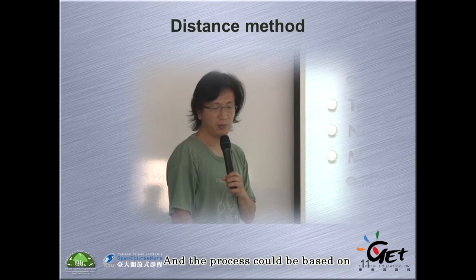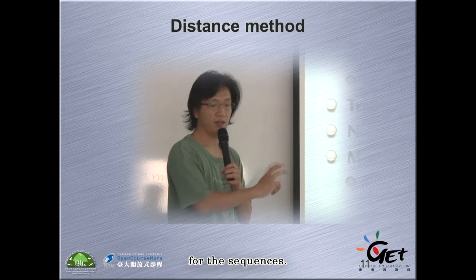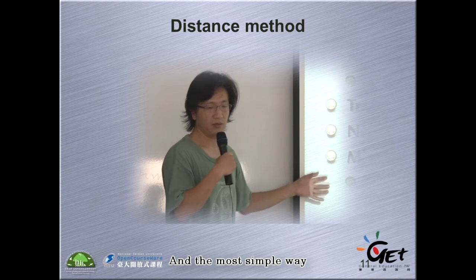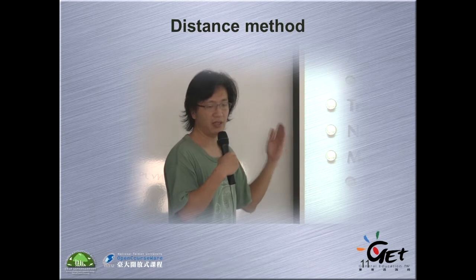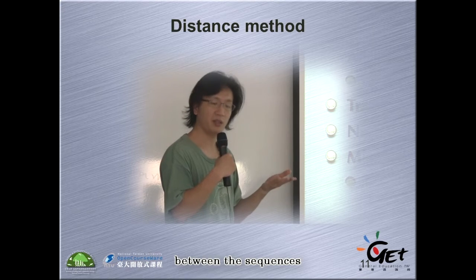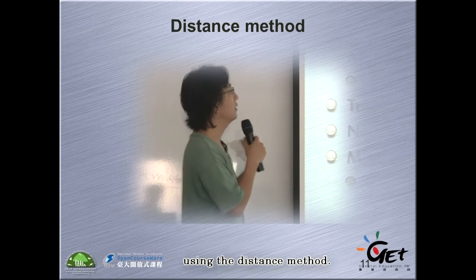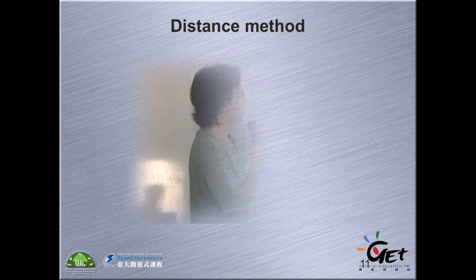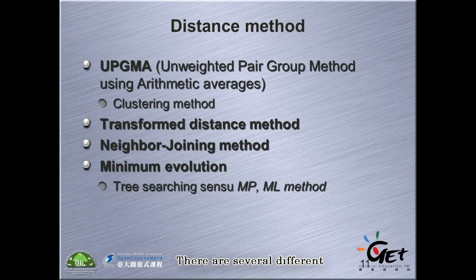And the process could be based on the similarity of the sequences. The simplest way to estimate is to find the similarity between the sequences using the distance method. There are several different kinds of distance methods in use nowadays, but I think the most widely used is the neighbor joining method. We'll talk about it later.